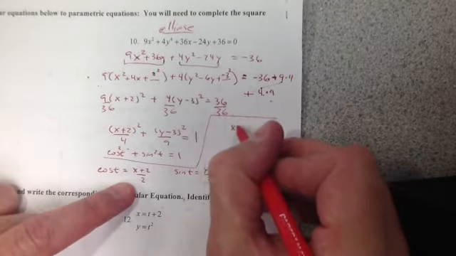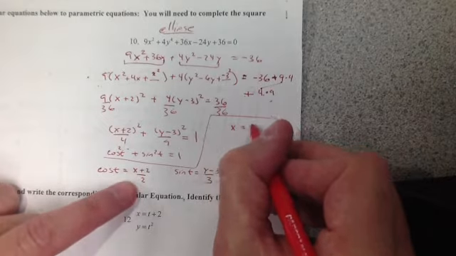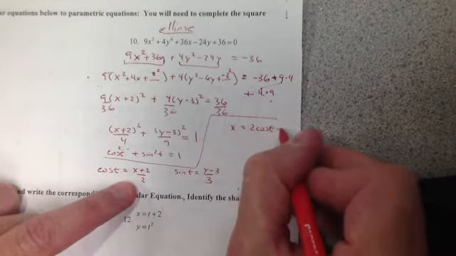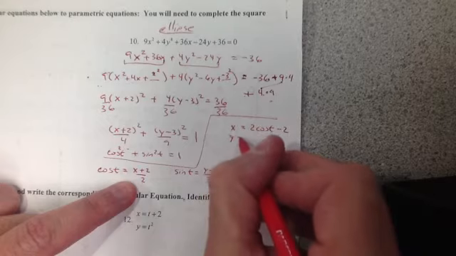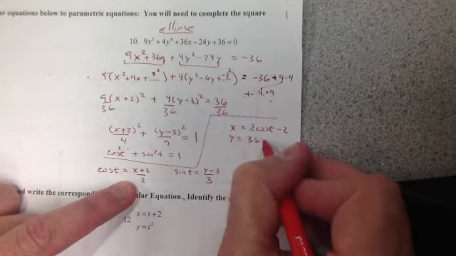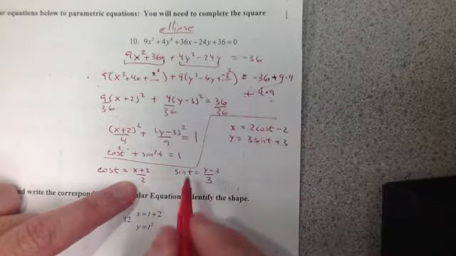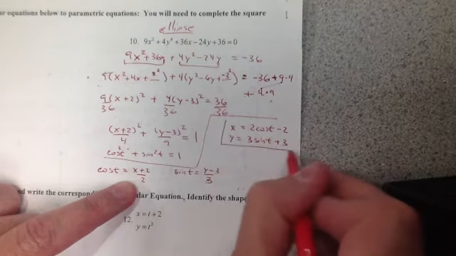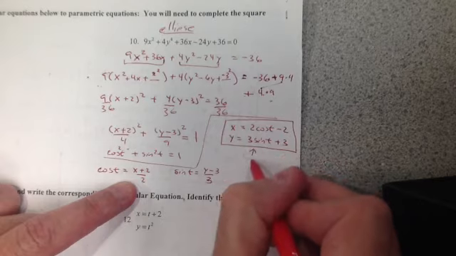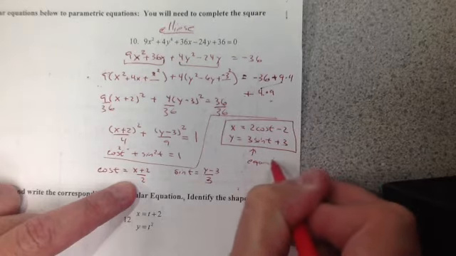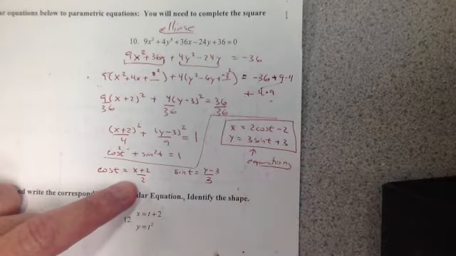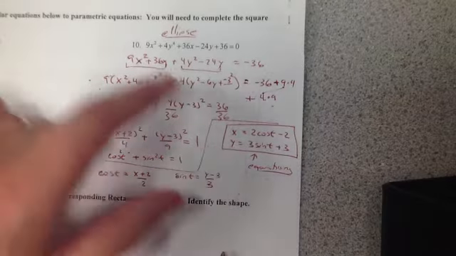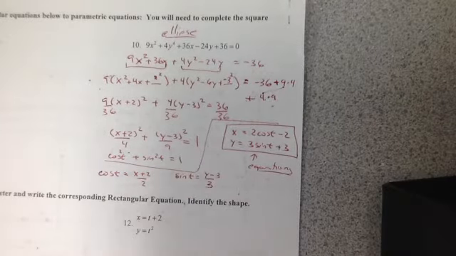Okay, solve for x. X will equal 2 cosine t minus 2. Y will equal 3 sine t plus 3. How did I get that? I multiplied by 3. Then I add the 3 over. Just a little bit of algebra. And there's your equations. Okay? This is an ellipse in parametric form.